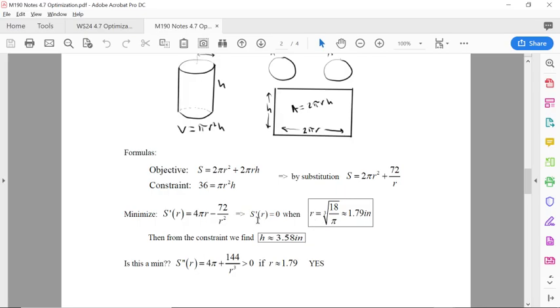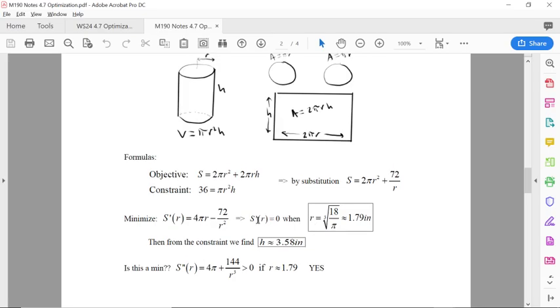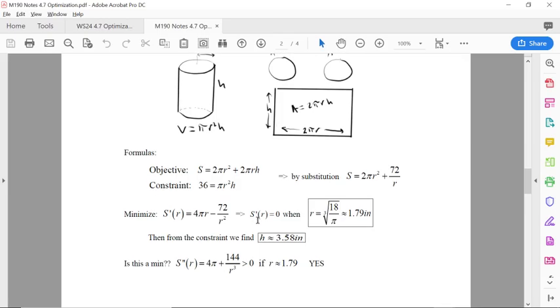We have to be sure, is this really a minimum? We can use either the first derivative test or the second derivative test to verify. Our function was written with respect to the variable r. We found r was approximately 1.79. So other reasonable values of r would be r equal to 1 and r equal to 2. We could plug r equal to 1 and r equal to 2 into the first derivative and check to see if the function is decreasing and then increasing.